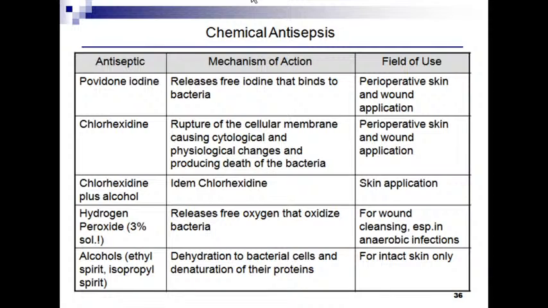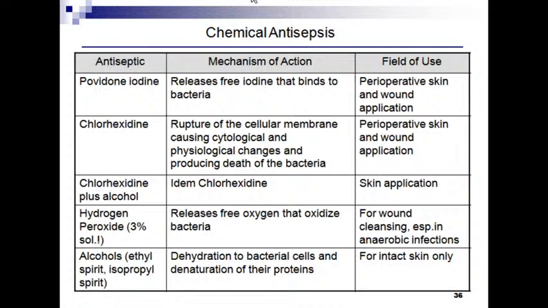We can use the following solutions. Povidone iodine. Mechanism of action is a release of free iodine that binds to bacteria and kills and inactivates them. Field of use of the antiseptic: perioperative skin decontamination before surgery, skin decontamination after surgery, smearing to the line of sutures, and we can apply povidone iodine inside the wound. The drug is very effective and very good against anaerobic bacteria.